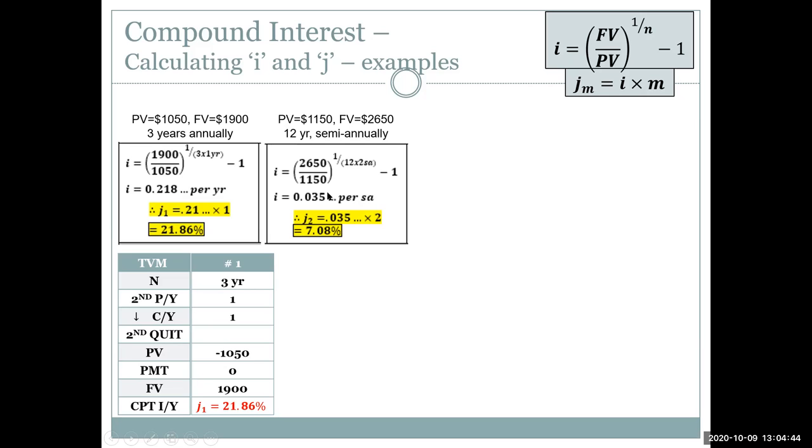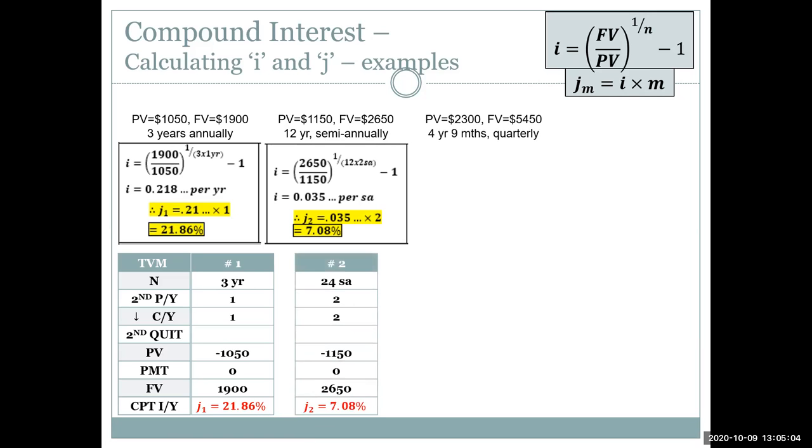Plug it into your calculator, we'd get 0.035 with all the decimals per semi-annual this time round. And to get the nominal rate, we'd have to take that periodic rate with all the decimals, multiply by 2, and get 7.08%. Now you should be trying these calculations. Pause the video if you want and try the calculations to ensure that you can get these same answers, okay?